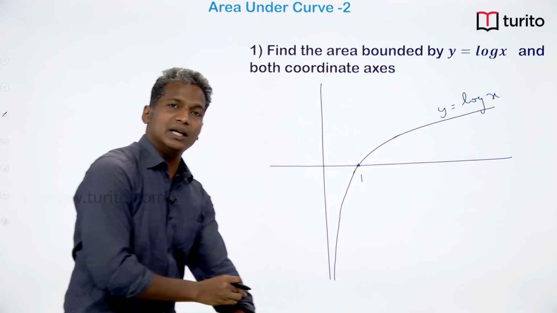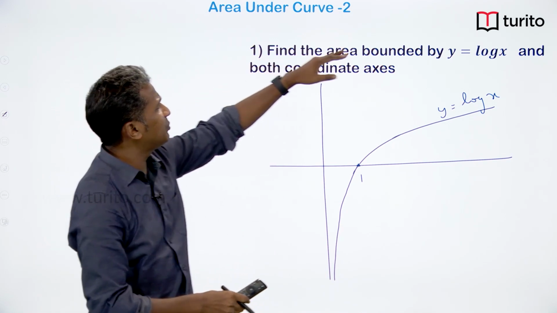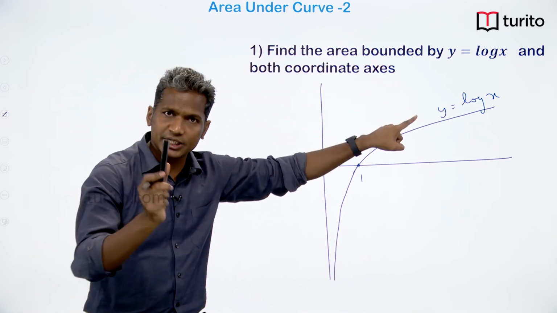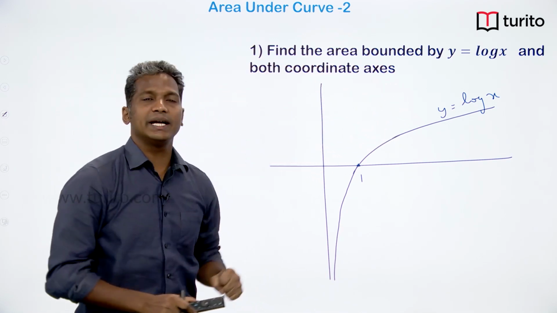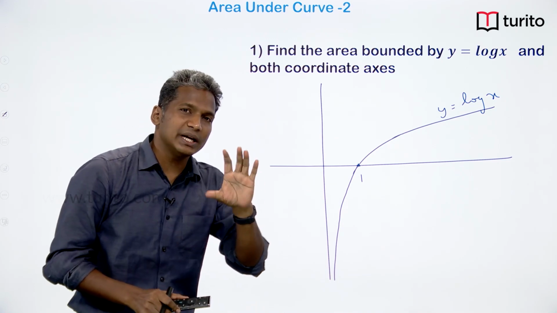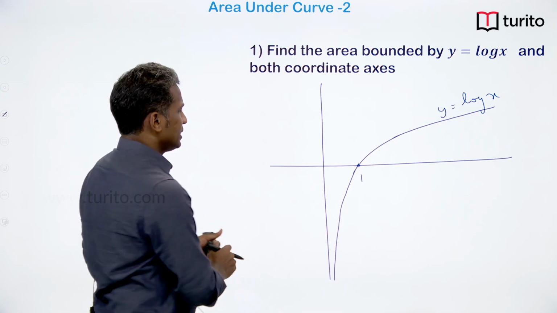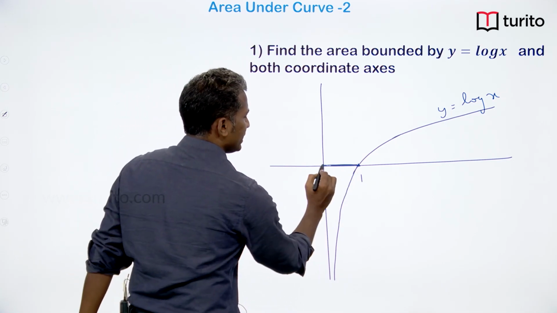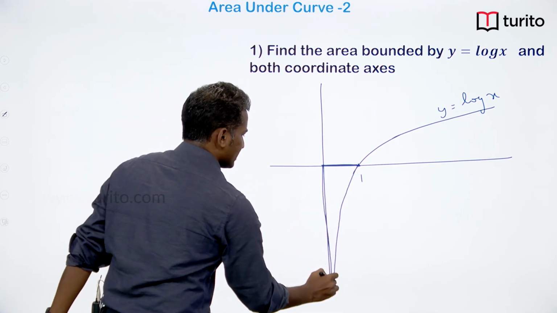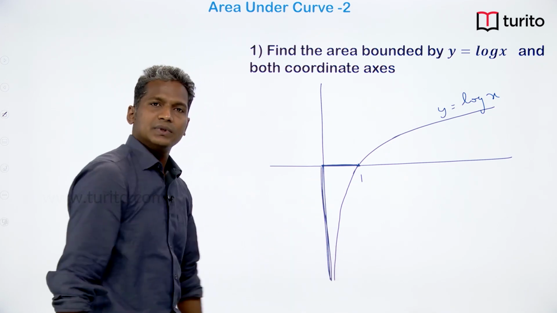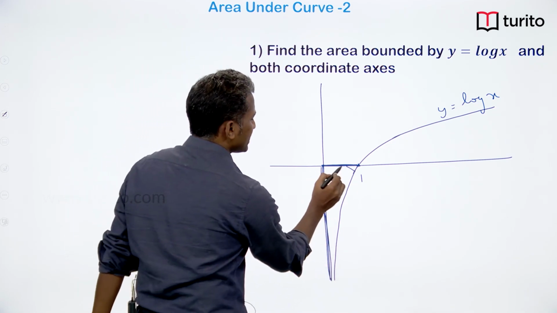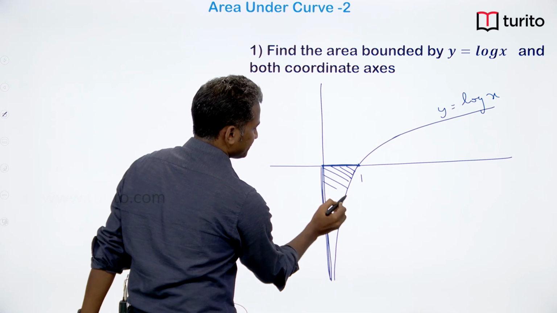Now what is the area that we are talking about? The area must be bounded by the function and the coordinate axes. Both coordinate axes must be boundaries. So here, if we notice, there is the x axis as one boundary and the y axis as the other boundary. So the area must be this area.